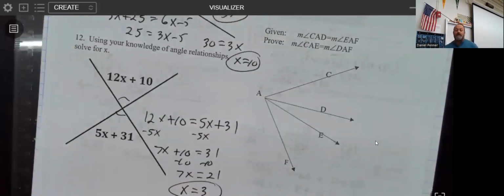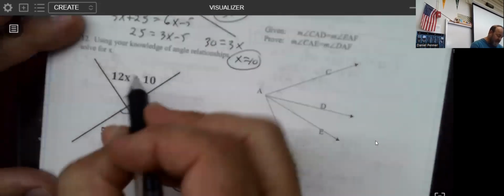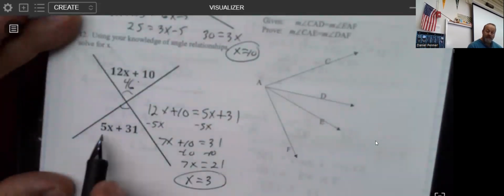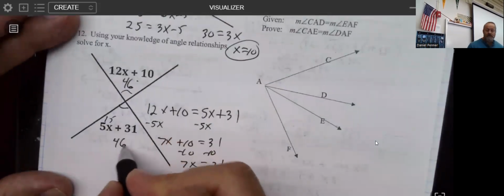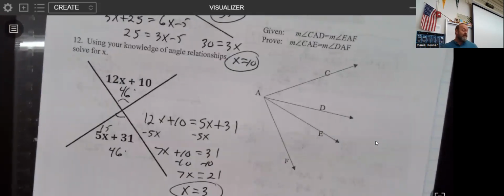And again, I just wanted to find the value of x, but 12 times 3 is 36. 36 and 10 makes 46. 5 times 3 is 15. And 15 plus 31 again is 46. So that confirms that the value 3 actually was successful in making it work.